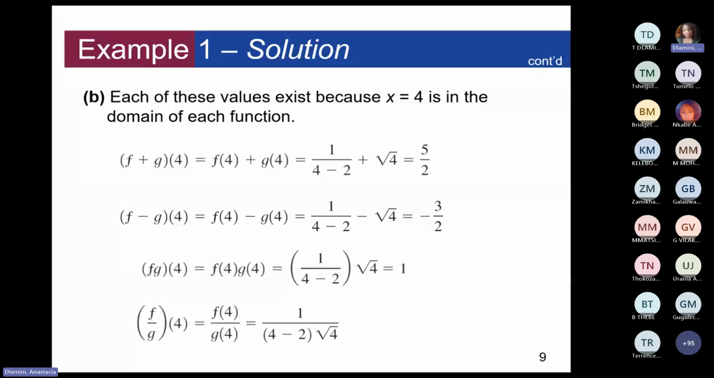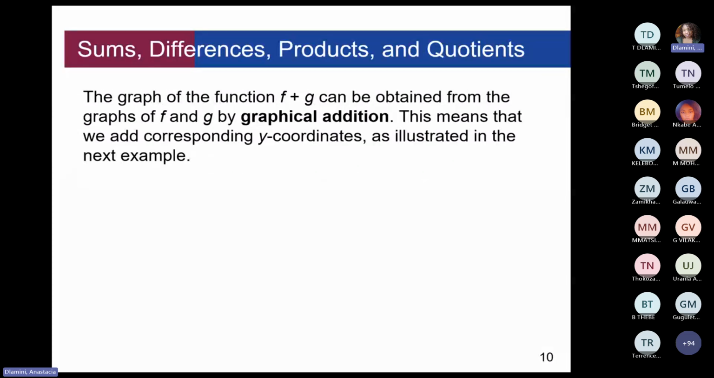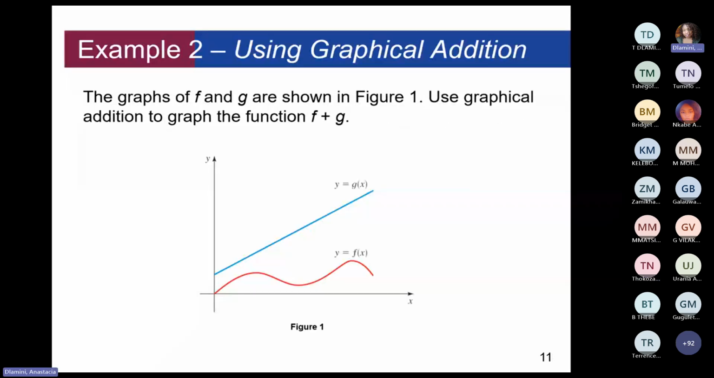Now, they say the graph of the function f plus g can be obtained from the graphs of f and g by graphically adding. This means that we add the corresponding y values, as illustrated in the next example. Does this statement make sense, guys? Yes, ma'am. No, ma'am. Can you elaborate? Okay, so they say the graphs of f and g are shown in figure 1, using addition to find f plus g. You can see this is g, this is f.